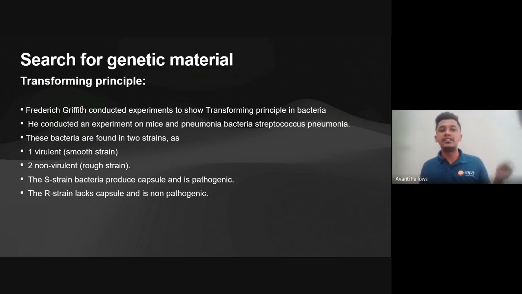So the first one is the transformation principle. The transformation principle, or the transforming principle, is famously known as Griffith's experiment. Frederick Griffith is the scientist who conducted this experiment. Before we head on to this transformation experiment, I would like to talk about something called pseudo copulation, or the pseudo sexual reproduction that happens in our monerans.